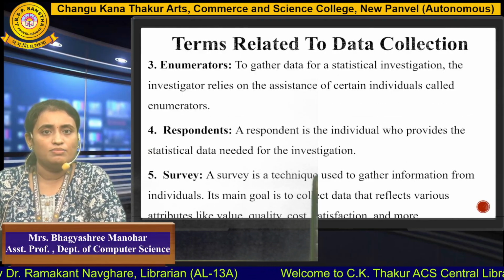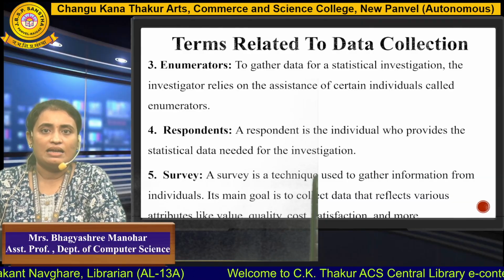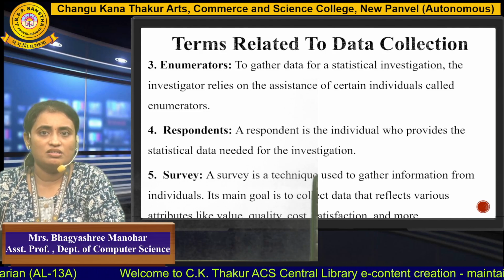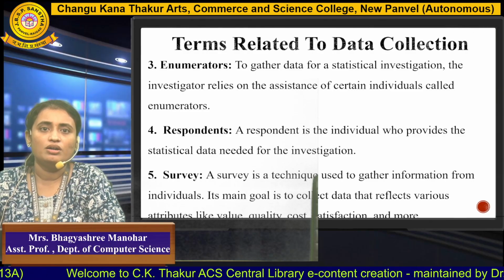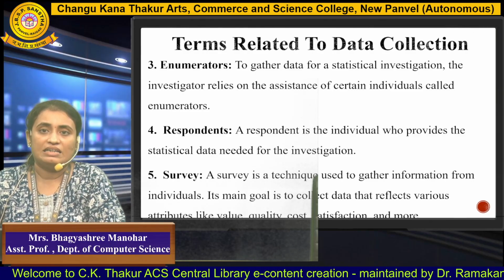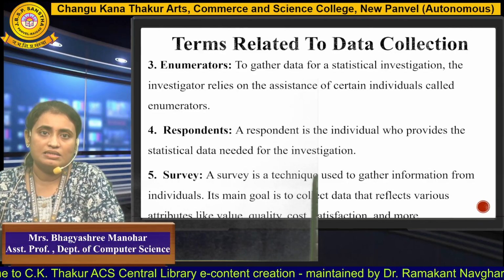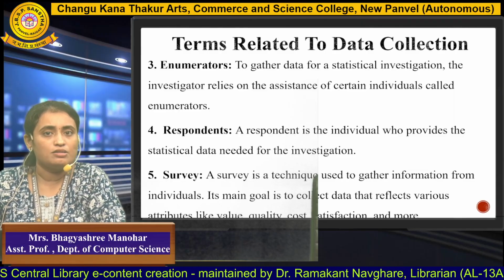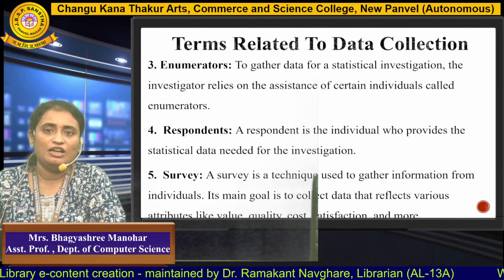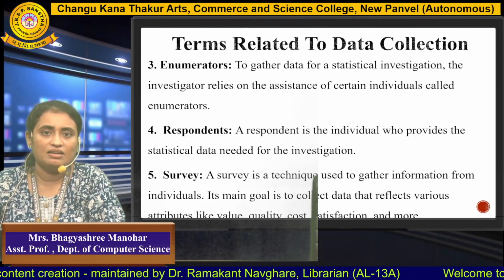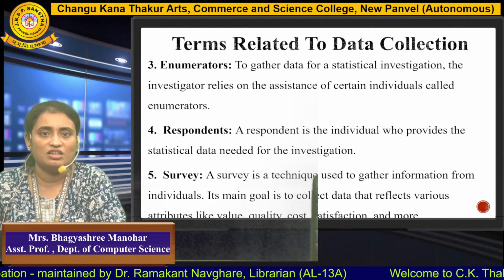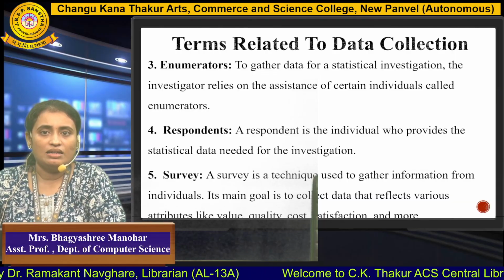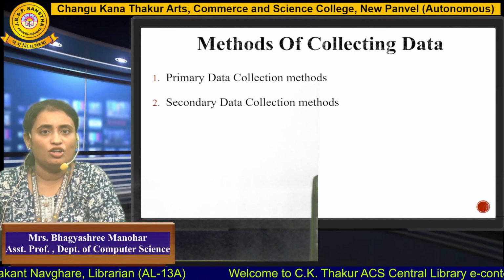Third term is the enumerators. To gather data for a statistical investigation, the investigator employs assistants called enumerators. Fourth one is the respondents. A respondent is the individual who provides the statistical data needed for the investigation. Last one is the survey. It is a technique used to gather information from individuals.